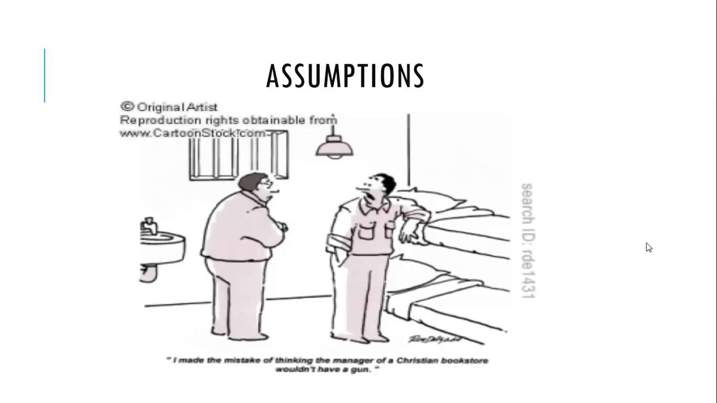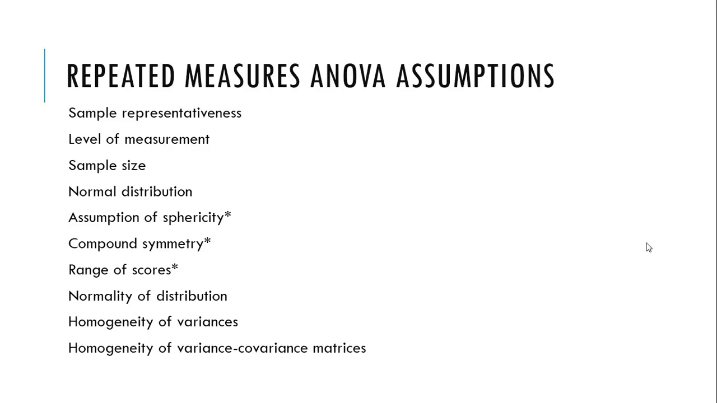Assumptions. I made the mistake of thinking the manager of a Christian bookstore wouldn't have a gun. So this guy did not check his assumptions. He just jumped in. But that's not what we're going to do. We're going to check our assumptions before we do repeated measures ANOVA, just like we do for any other test.